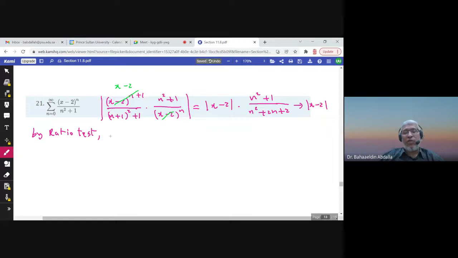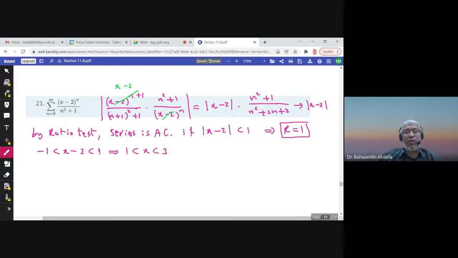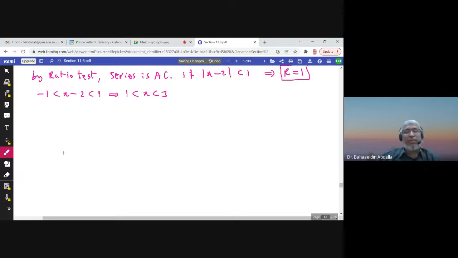So by the ratio test, the series is absolutely convergent when absolute value of x minus 2 is less than 1. This means that the radius of convergence is 1. And x minus 2 is between negative 1 and 1. To solve for x, I add 2 to all sides. So x is between 1 and 3.